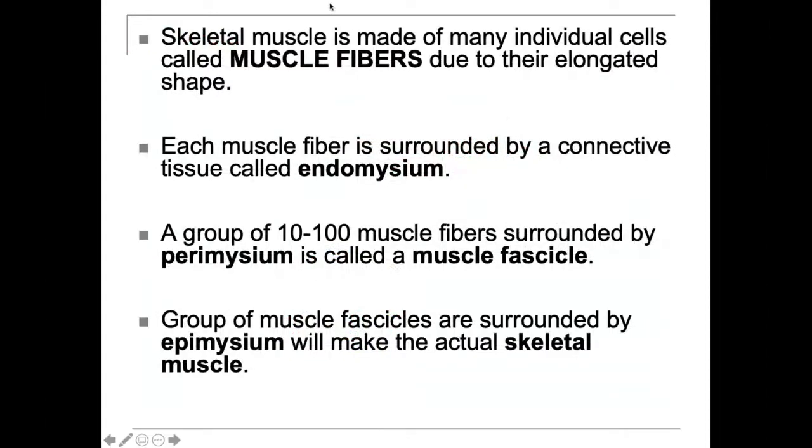Okay, so you'll see that the skeletal muscle fiber is made up of individual cells. Those are called muscle fibers. Each muscle fiber is surrounded by a connective tissue called an endomysium. We have a group of 10 to 100 muscle fibers surrounded by perimysium. That's called the muscle fascicle. When you have a bunch of those muscle fascicles, they're surrounded by an epimysium.